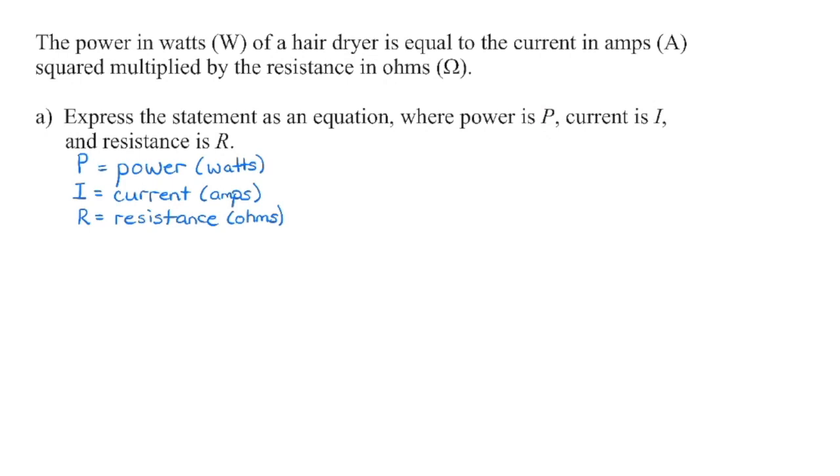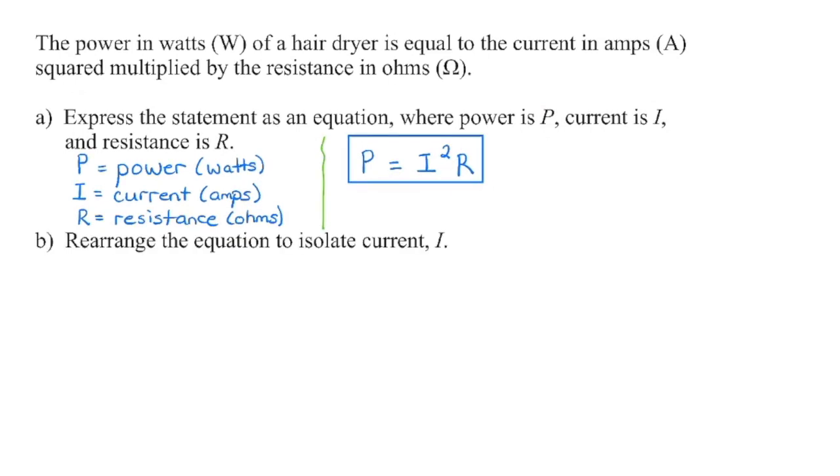So now we're going to take this statement that we're given. So the power is equal to, so "is" in math often means equals. So we're going to have power equals amps squared times resistance. So here we go. Power is amps squared times resistance.